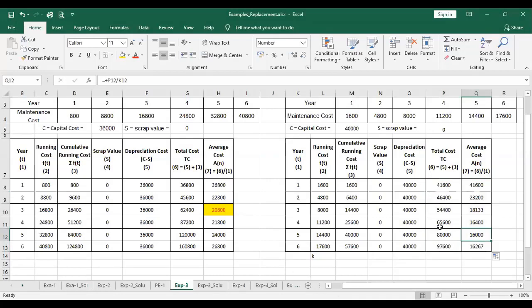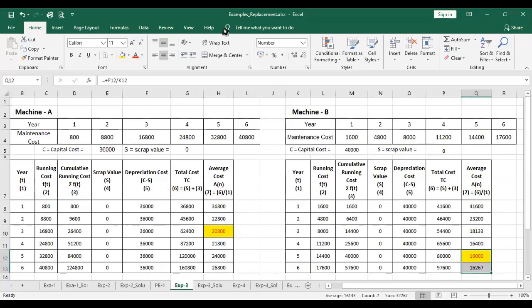So we can say that at the 5th year, machine B should be replaced, as the average cost at the 5th year is 16,000, and for the 6th year it is 16,216.7. So the behavior of the graph changes once it crosses from the 5th year to the 6th year. Okay. Now what we have to find out is, let me show you the data for that.